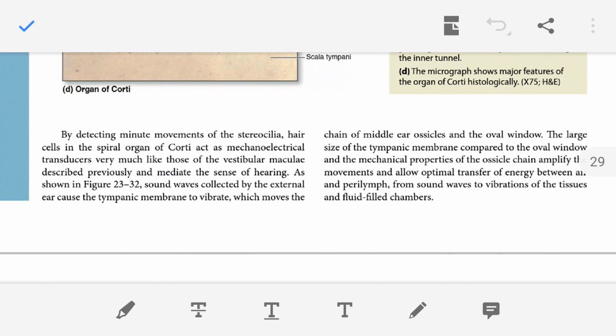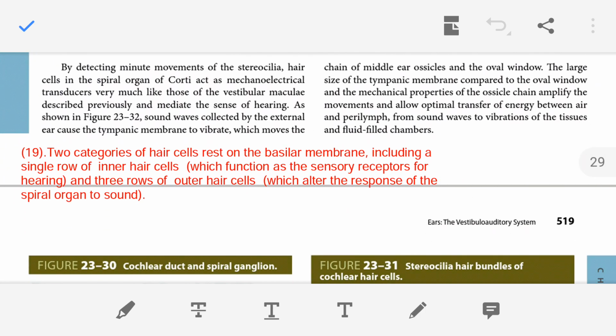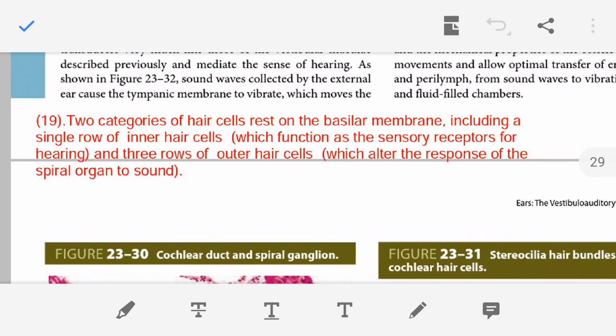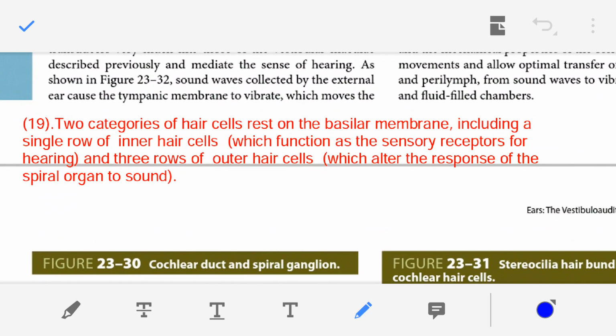Now point number 19. There are two categories of hair cell present on the basilar membrane, including a single row of inner hair cells. The inner hair cells are arranged in a single row, in a single line, one after another, one by one. So they are forming a single row.